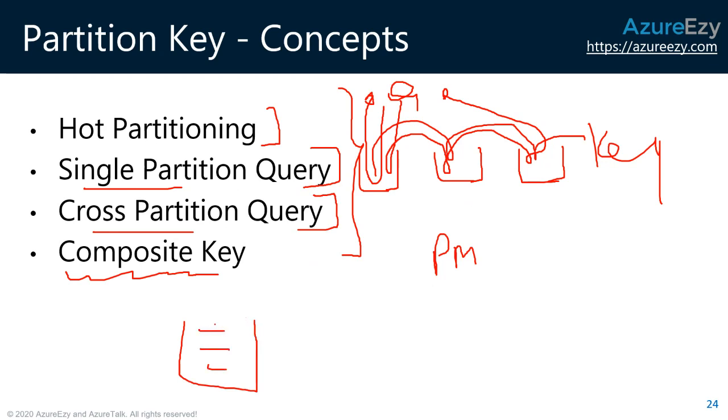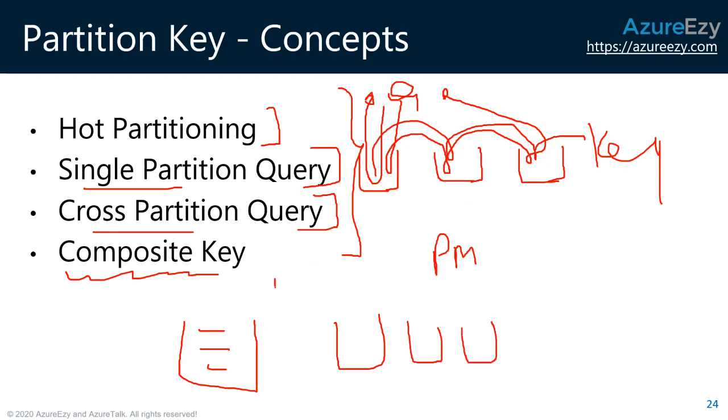This document cannot exceed the size of 2 MB, and this logical partition cannot exceed 20 gigs of data. These are the restrictions. Now, let's suppose you have chosen a key, for example, the hot partitioning key. So of course your data inside this logical partition is gonna be more than 20 gigs, right? Because it's hot partitioning.